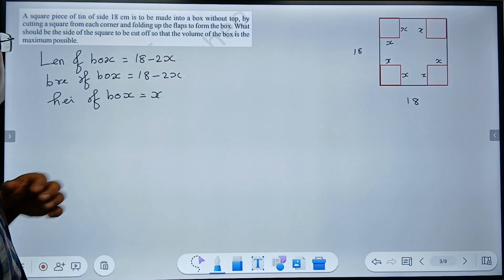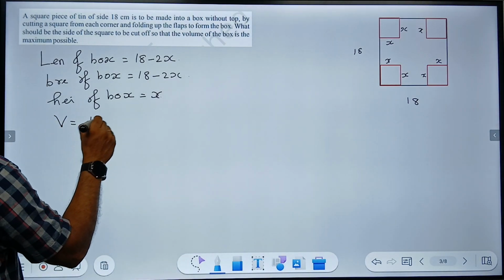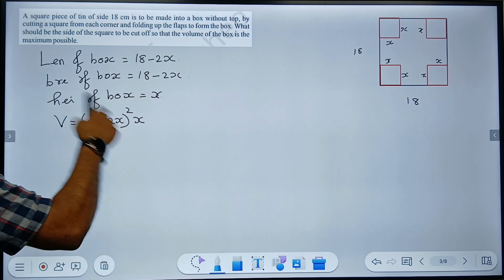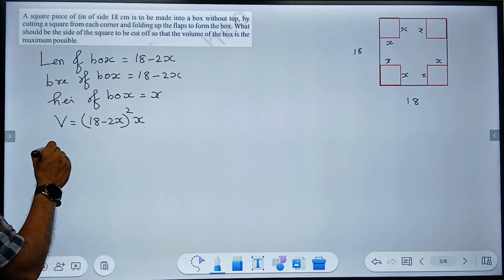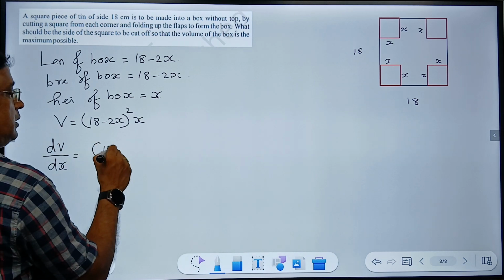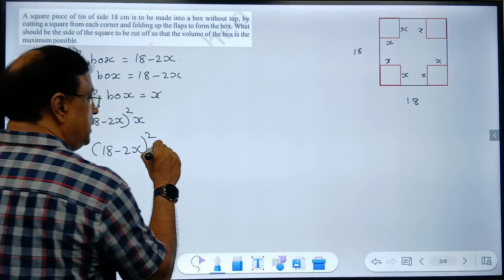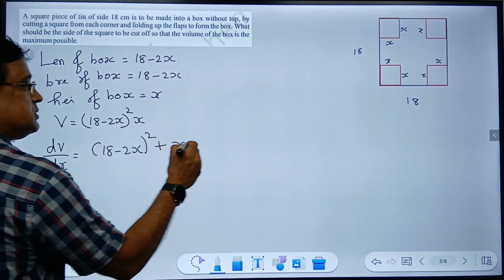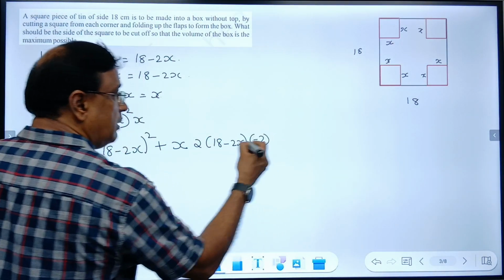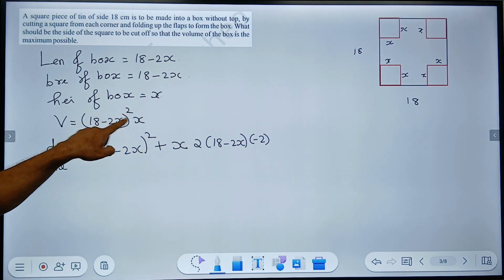So what I need to do, I need to maximize the volume of the box. So what is the volume of the box? Length into breadth into height. Now I'll differentiate. dV/dx, I'm going to use product rule. What is that? 18 minus 2x the whole square, differentiation of x is 1, plus x into, what is differentiation of this? This is 2 into 18 minus 2x into minus 2. I'm using chain rule. First I differentiate the power, then I differentiate 18 minus 2x.